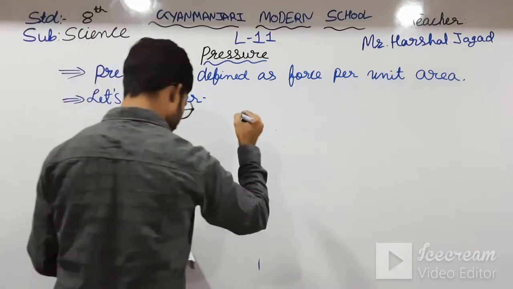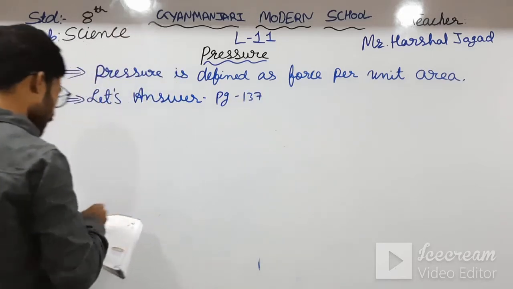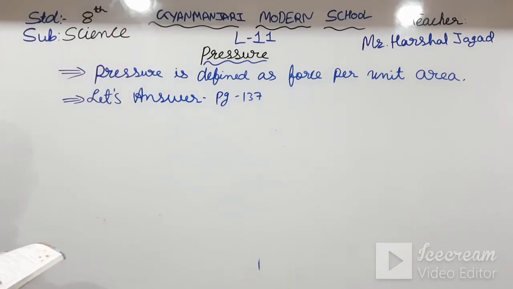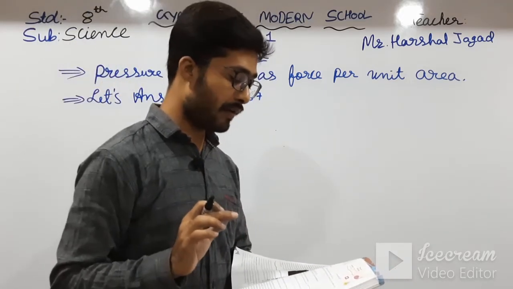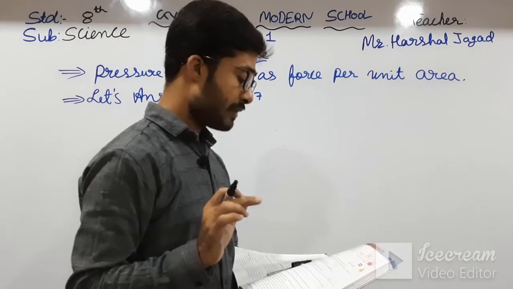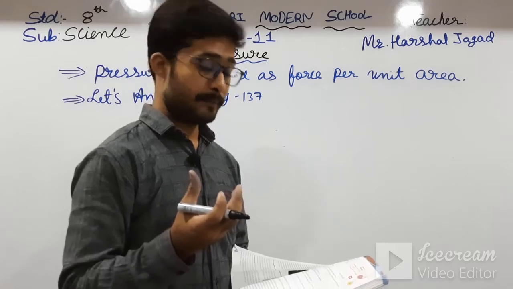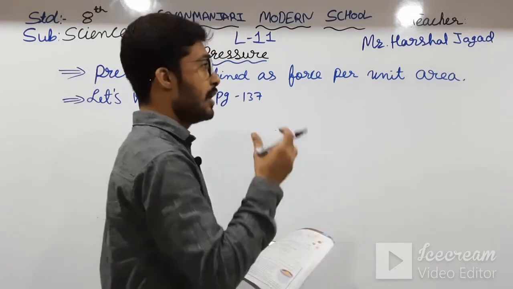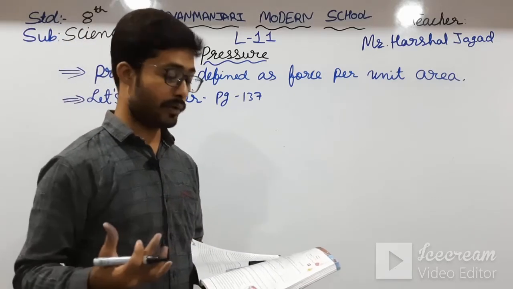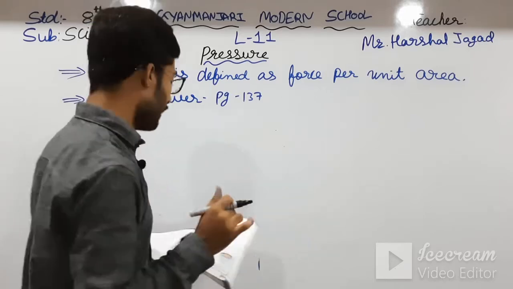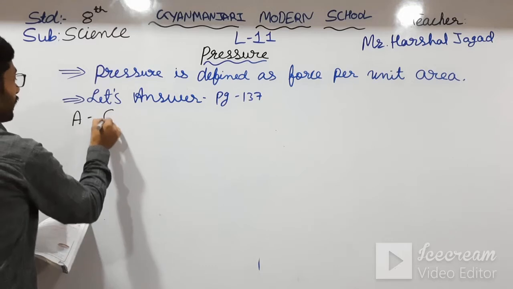Page number 137. Okay students, so in that, first: an object immersed in a fluid experiences pressure in dash direction. Means if an object is there and we put that in the fluid, from which direction will the pressure act on it? Fill in the blanks A, B.